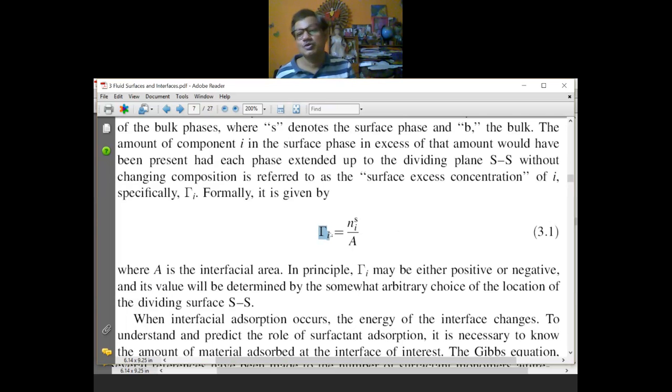So if you know N_i, how can you determine the value of A? A is the area for one molecule. If I divide the surface excess by the Avogadro number, then you will get the value of the molecular cross sectional area. How to do that? Let us quickly go.